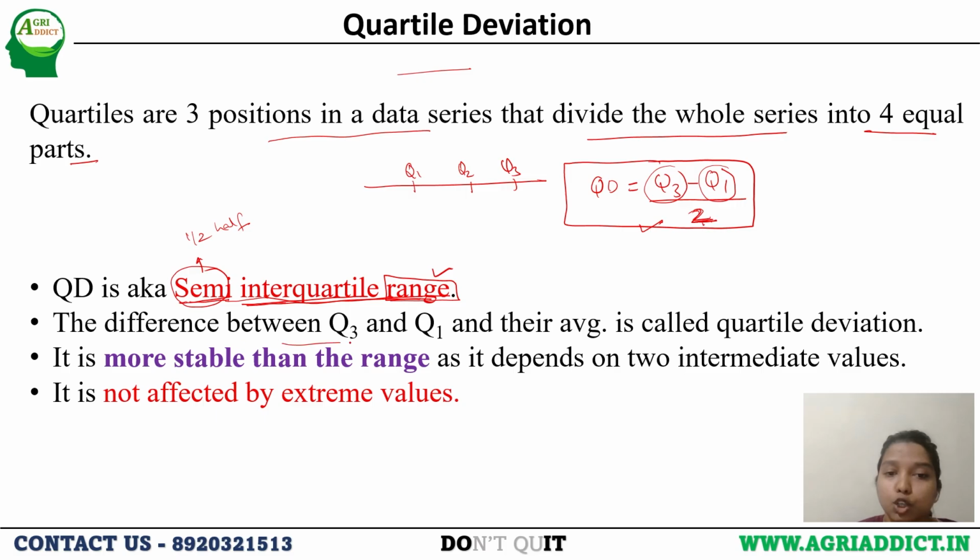The difference between Q3 and Q1 and their average is called quartile deviation. That's what I taught here. It is more stable than the range as it depends on two intermediate values, Q3 and Q1. And it is not affected by extreme values. In the previous slide, we studied that the range is affected by extreme values, and we also did an example for it. Let's move to the next slide.